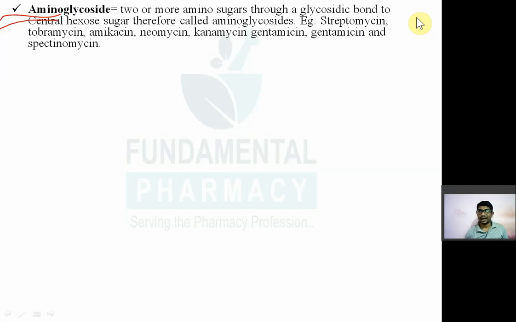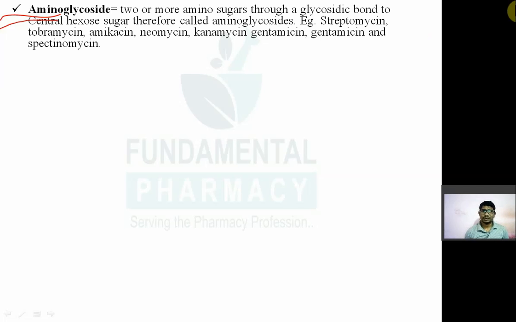So basically there will be one amino sugar and one normal sugar, and the amino sugar and normal sugar are bound together by a glycosidic bond. That's why we call them aminoglycosides. So what do glycosides mean? In the case of glycosides, we have seen in pharmacognosy: non-sugar part plus sugar part, bound together by a glycosidic bond. Similar is true with the aminoglycosides, except here there will not be a non-sugar part; amino sugar and normal sugar are joined together by a glycosidic bond, known as an aminoglycoside.